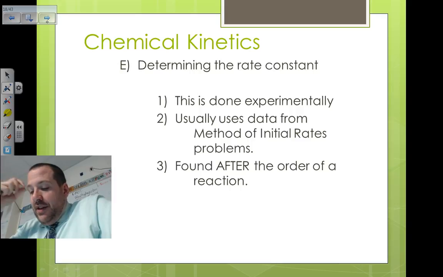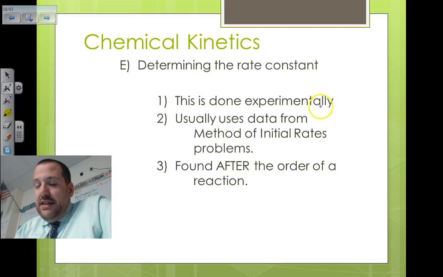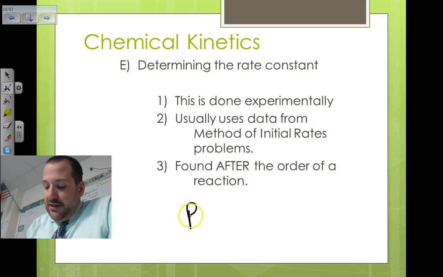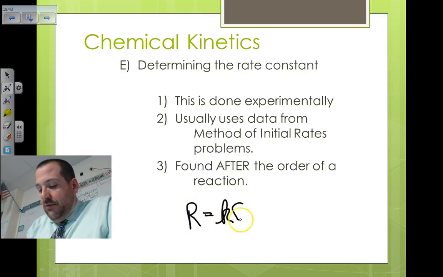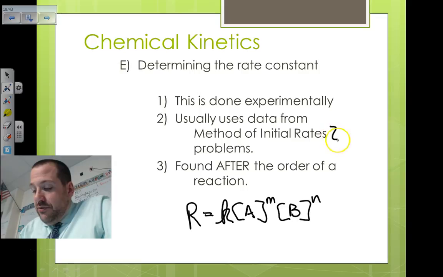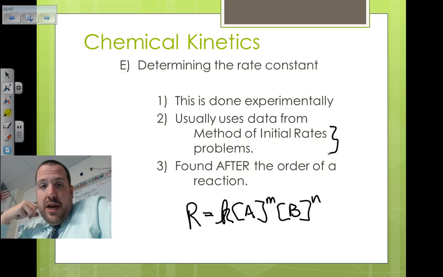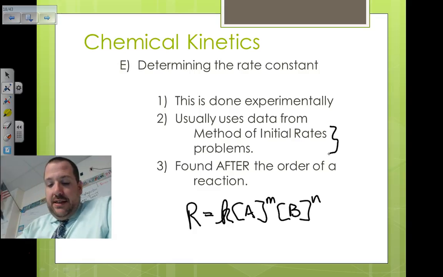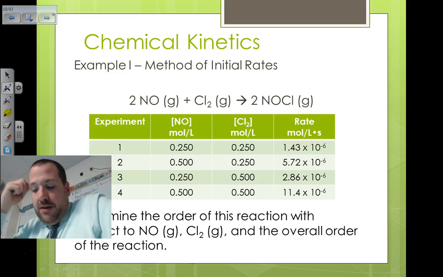Okay, and so the rate constant is just a proportionality constant that tells us how the rate is proportionally equal to the concentrations raised to the power that they are given. Okay, and we can usually determine this using the method of initial rates again, and we have to find the orders before we find the rate constant. So it kind of gives you a stepwise thing to do. Method of initial rates, find the orders of the reaction, then find the rate constant. Okay, so let's take a look at this sample problem.